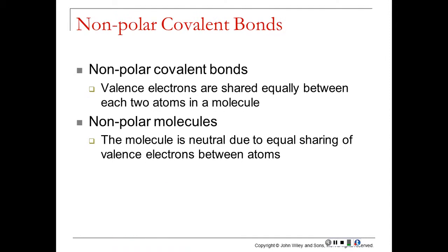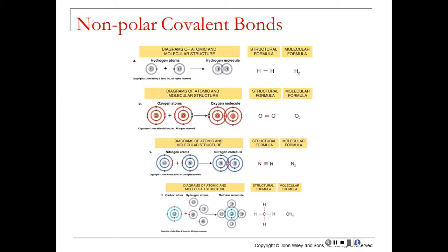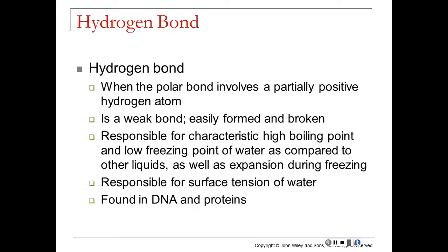A nonpolar covalent bond would be equal bonding between molecules. And here you see some examples of nonpolar covalent bonds. The bonds that I mentioned, those triple bonds between the nitrogen, the single bonds between the hydrogens, and our carbon-hydrogen bonds in the methane molecule. Those are all nonpolar covalent bonds. The electrons are shared equally in all situations.